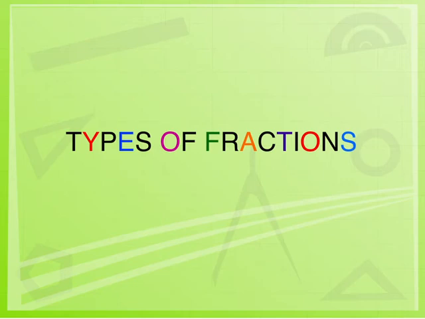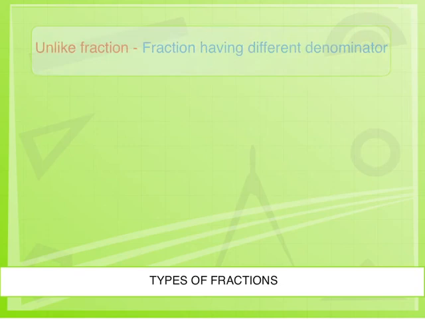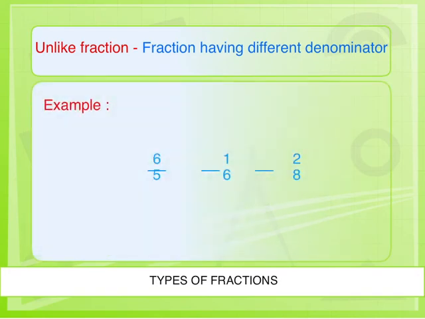Like fractions: fractions having the same denominators are called like fractions. On the screen, we see like fractions with the same denominator 7. Unlike fractions: fractions having different denominators are called unlike fractions. Here we can see all denominators are different.